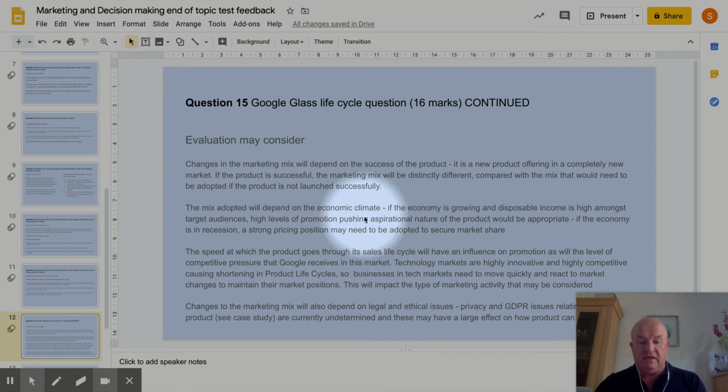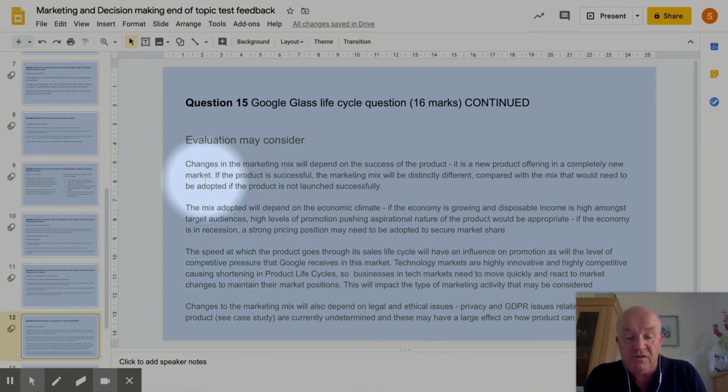And in this instance, once we've looked at the PECAN times 2, we've also got to put together a conclusion with some evaluation, okay? So a number of the things that you could do, and there are 3 or 4 examples given here. First things first is thinking about how the marketing mix will change dependent on the success of the product, okay?